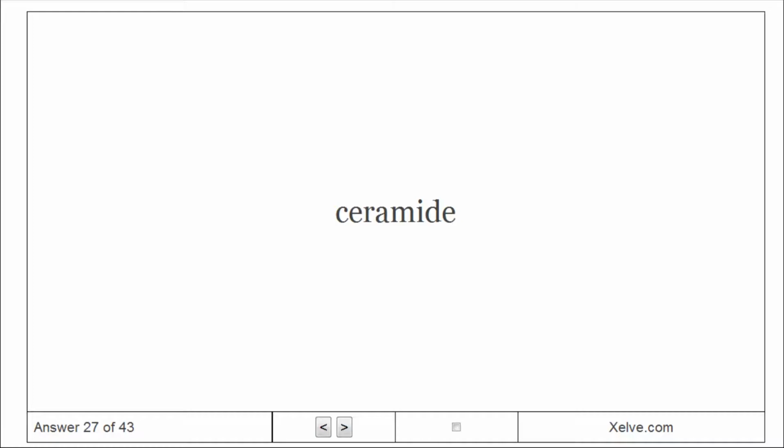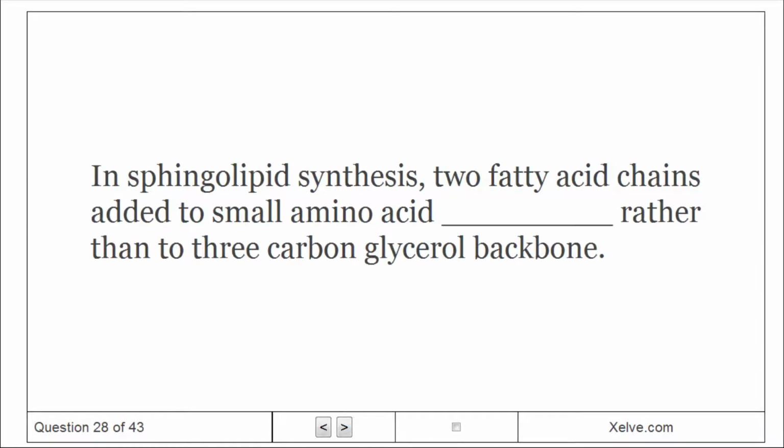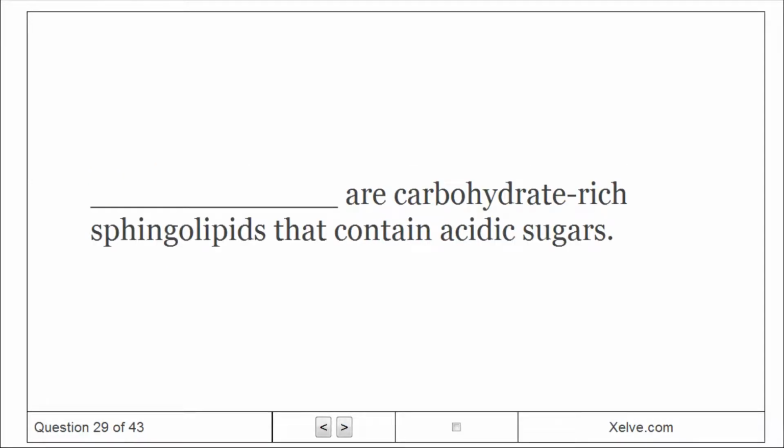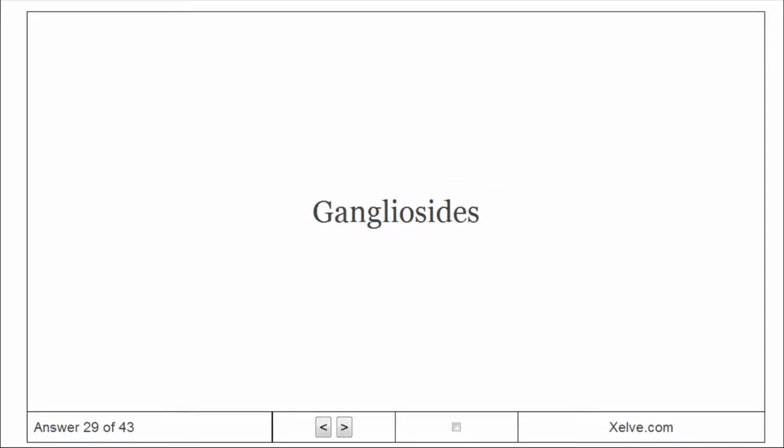Ceramide. In sphingolipid synthesis, two fatty acid chains are added to the small amino acid blank rather than to a 3-carbon glycerol backbone. Serine. Blank are carbohydrate-rich sphingolipids that contain acidic sugars. Gangliosides.